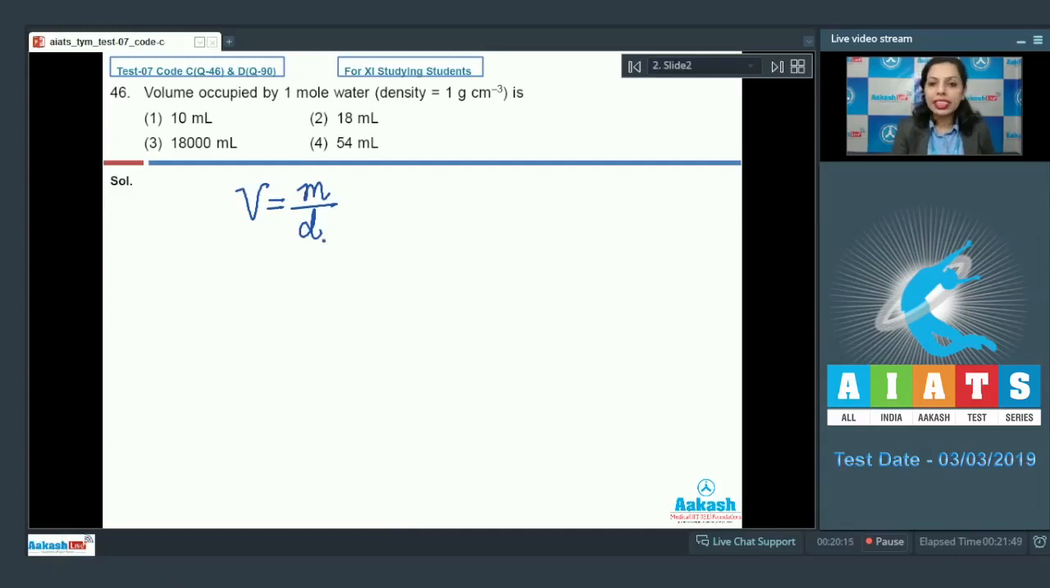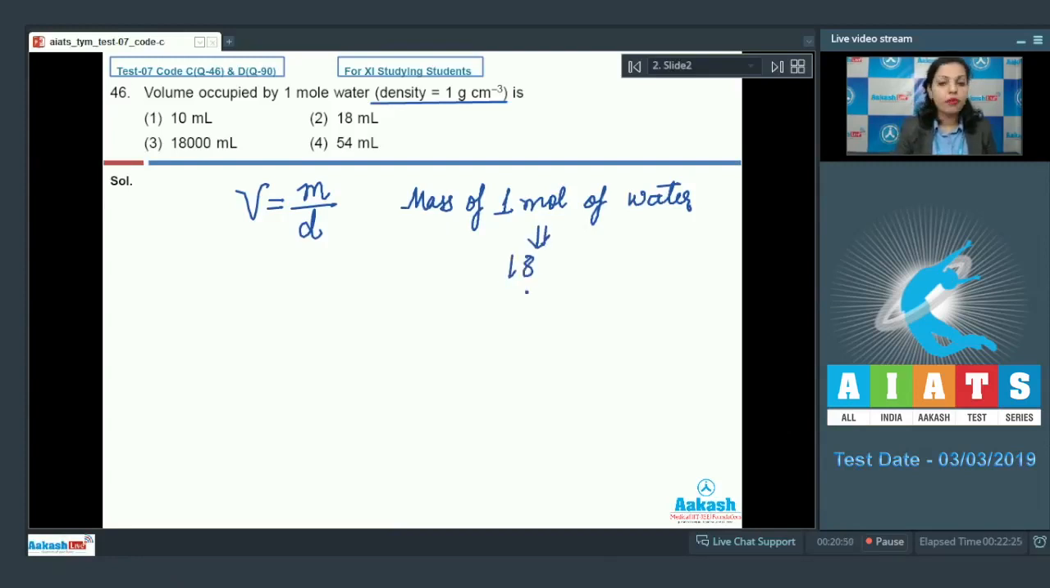In this case, density is given, that's clearly given here in the question. That's 1 gram per centimeter cube. And one more thing, you have 1 mole of water. And what would be the mass of 1 mole of water? That is equal to the molar mass of water. What's that? That's 18 gram per mole. It means mass of 1 mole of water is 18 gram. You have mass, you have density, you can find out volume. That's equal to 18 upon 1 gram per centimeter cube.